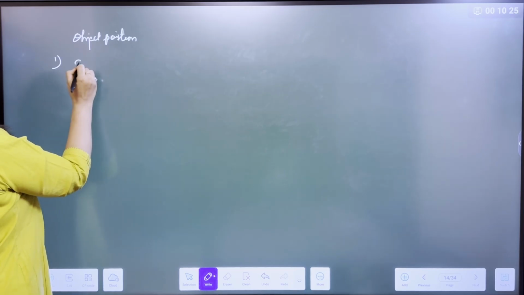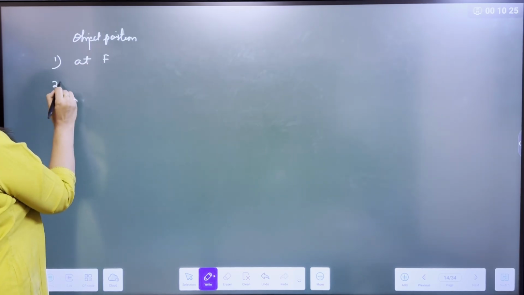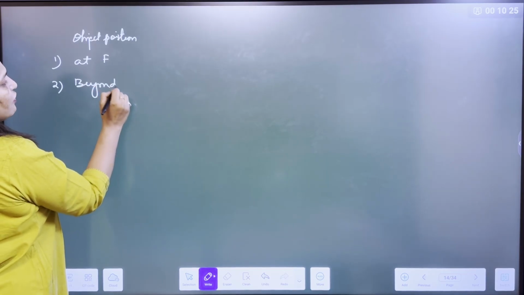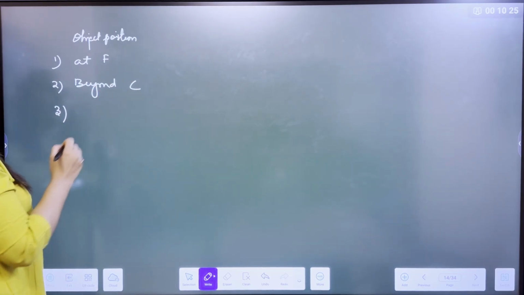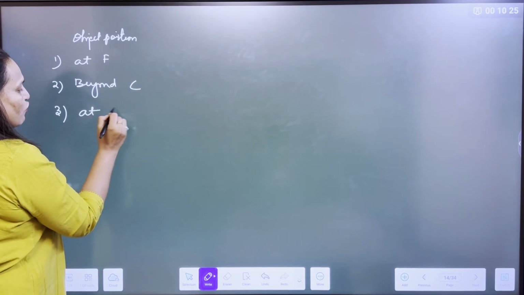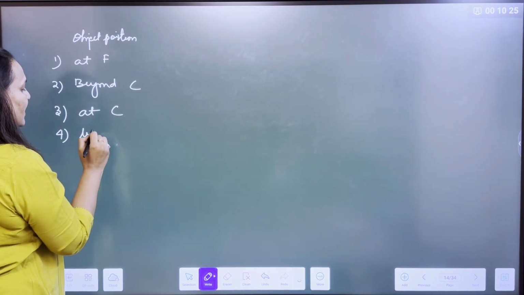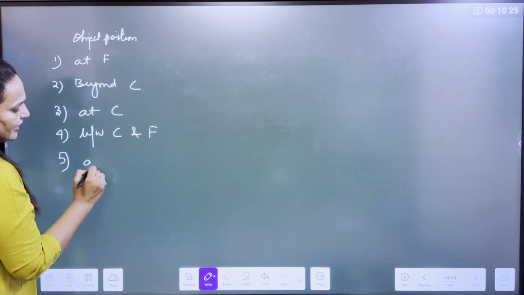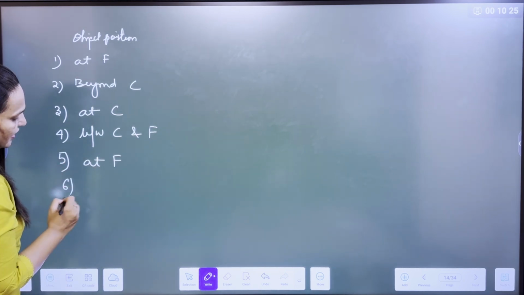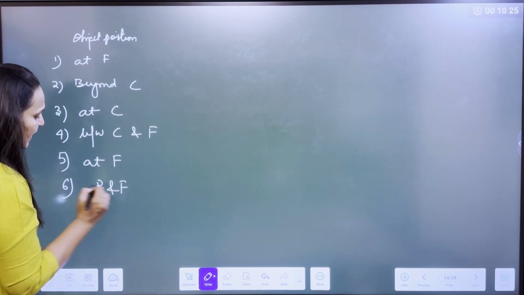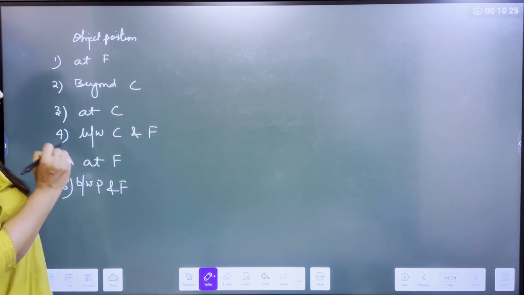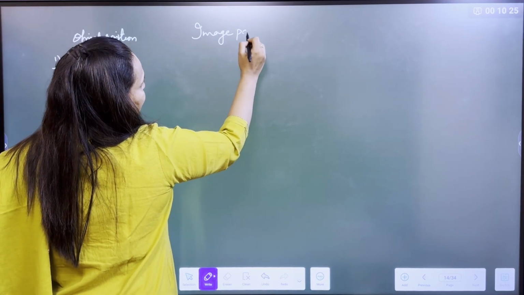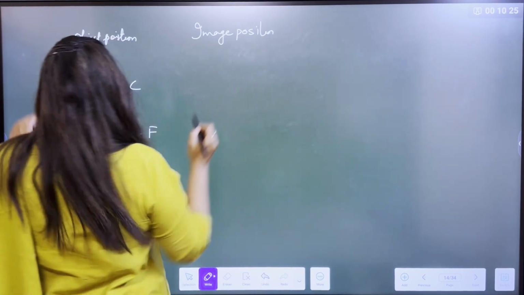So what was the position? At F. Second, what was it? Beyond C. What was the third? At C. What was the fourth? Between C and F. What was the fifth? At F. And what was the sixth? Object between P and F. Right? Now, I am telling you where the image will form. Image position. See, it is very easy.